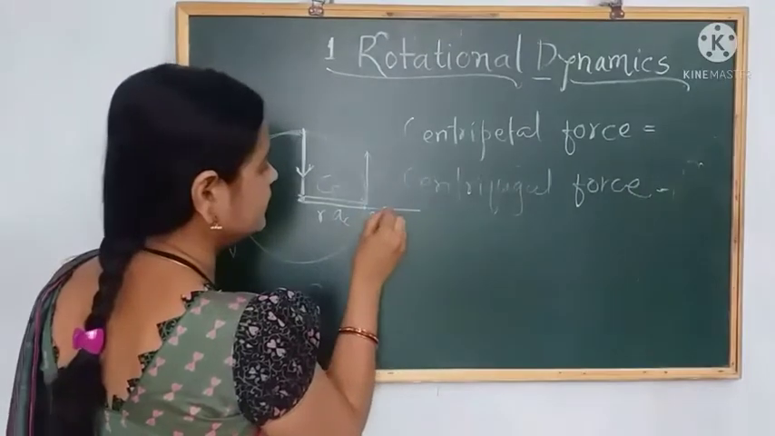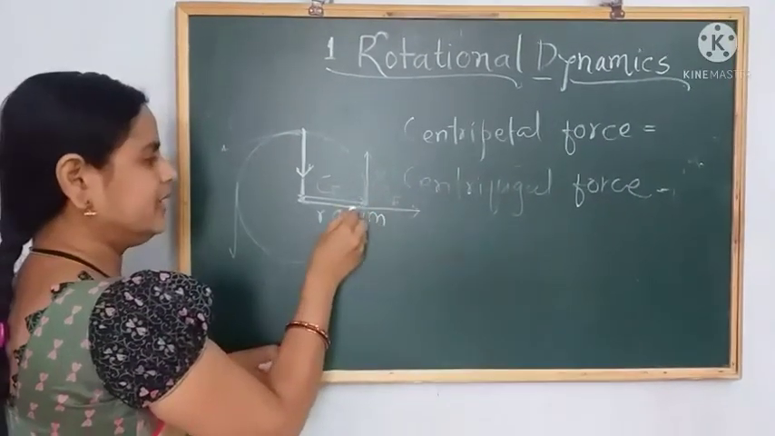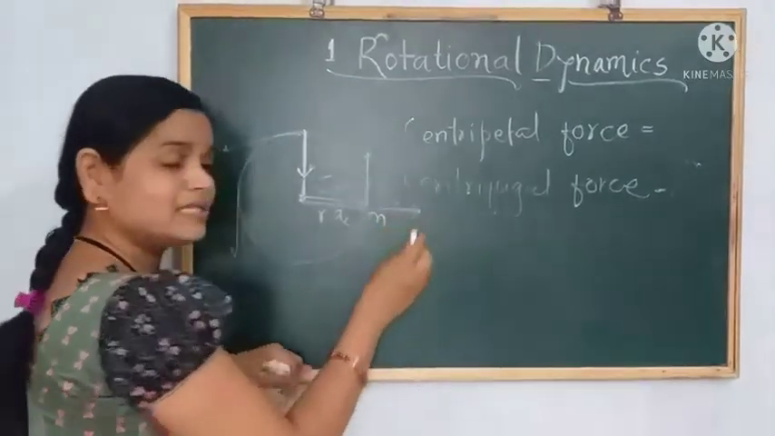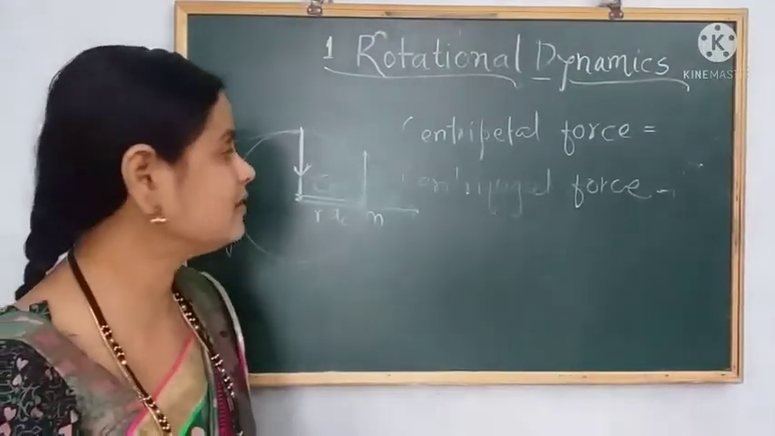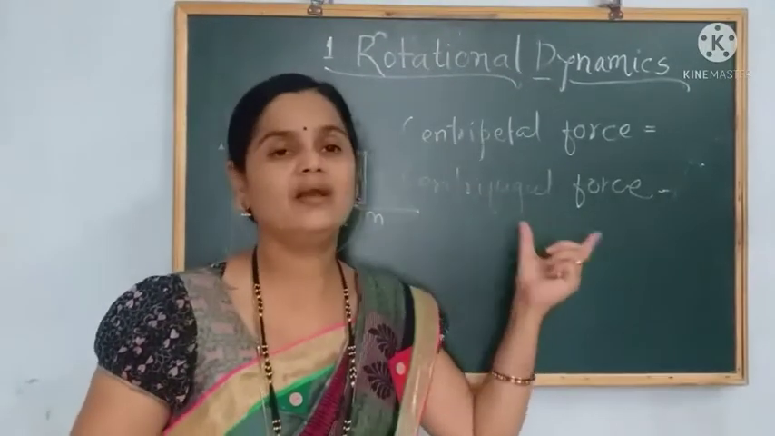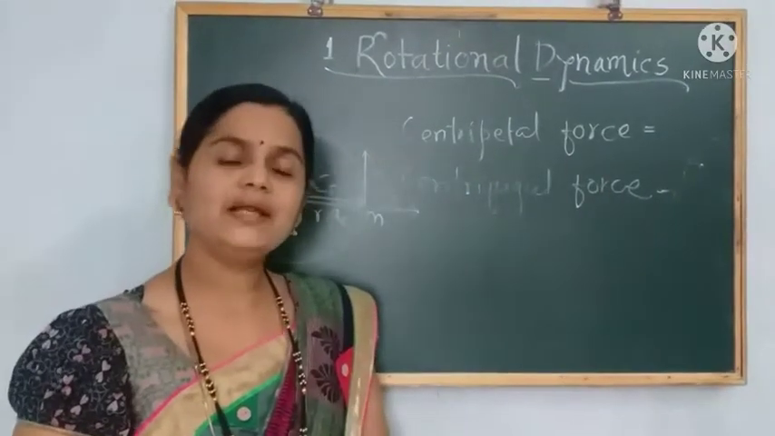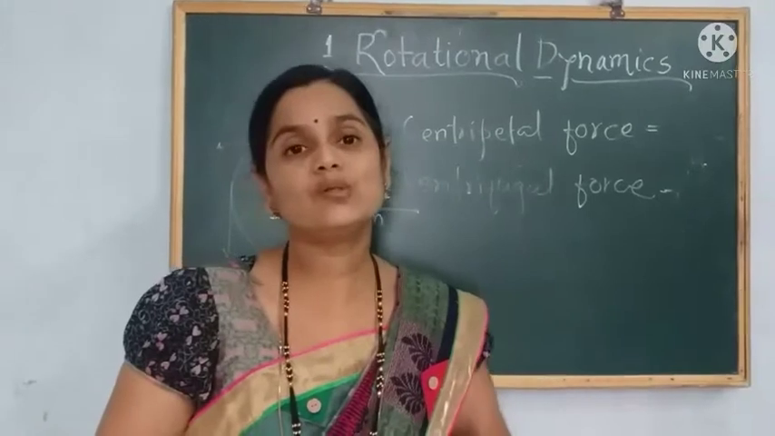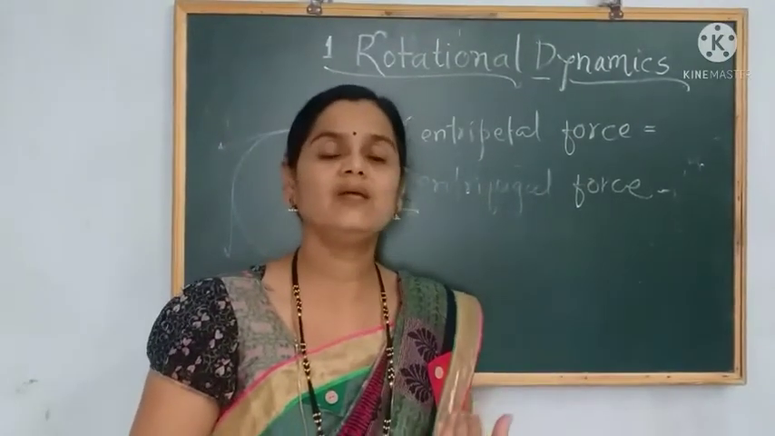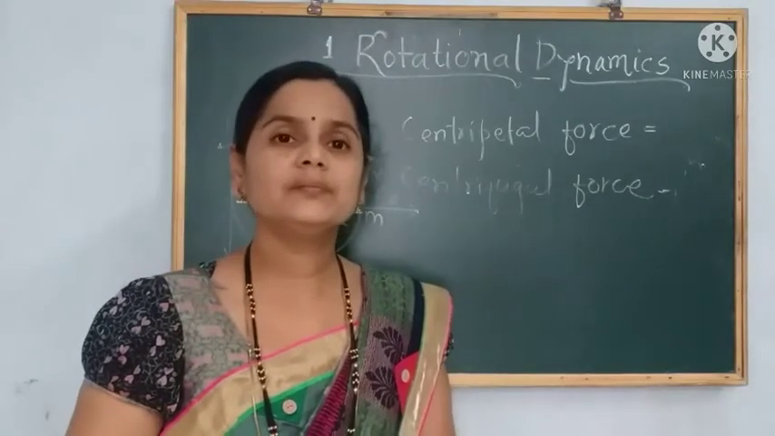Then the direction of centrifugal force is like this, exactly opposite to that of the centripetal force, along the radius but away from the center. Such a force is called centrifugal force. So as the centripetal force is acting on the body, the centrifugal force is also acting at every instant of the particle or object performing circular motion.